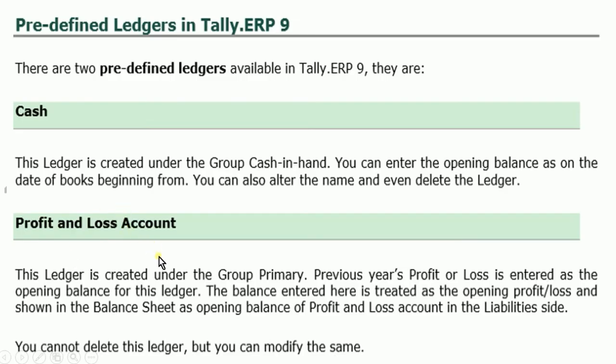And there is no special group for the profit and loss account. It is under the primary group. That means there is no group head for the profit and loss account. But for cash, there is a group called cash in hand. In cash in hand, we will create the ledger cash, and cash in hand comes under current assets.